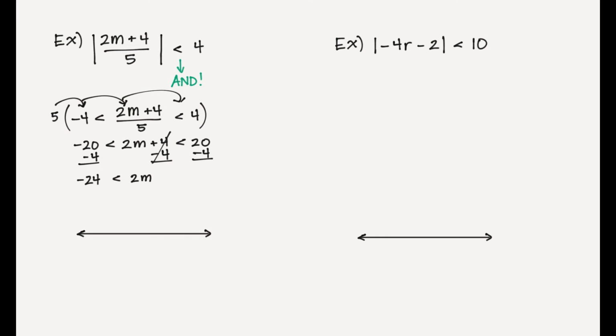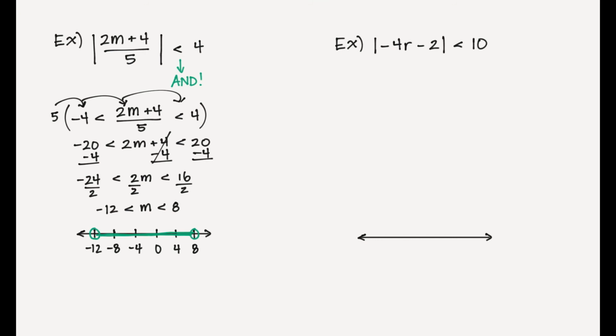less than 2m, which is less than 16. One more step, let's divide everything by 2, and now we have negative 12 is less than m, which is less than 8. And that is easy for me to plot on my number line. So this time I'm going to count by 4, so I'll have my number line just basically going from negative 12 to positive 8. And it's going to have an open circle on both of those values, and I'm going to shade everything in between as possible solutions.